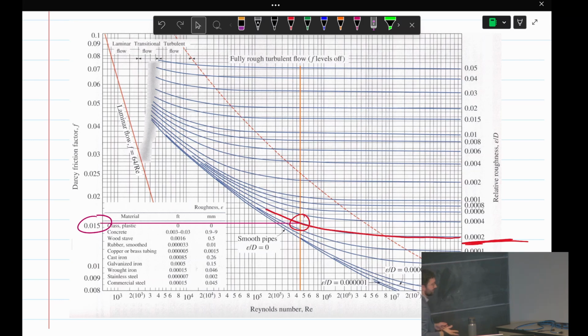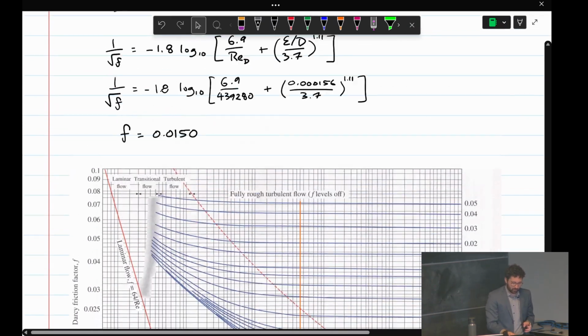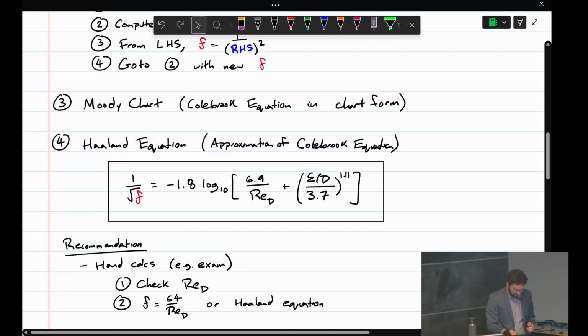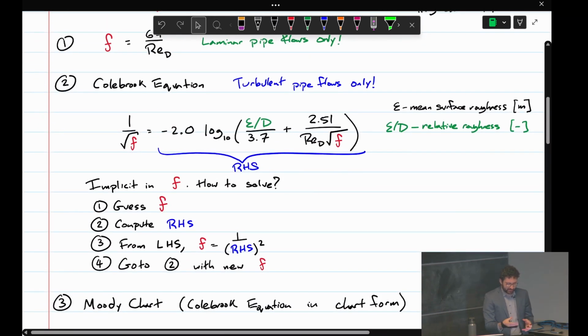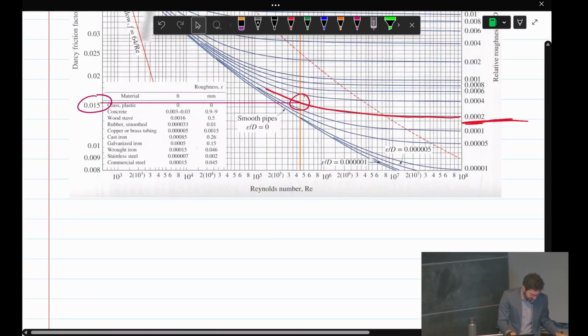So you'll notice in that friction factor equation, again, this is just an approximation of the Colebrook equation. If we go up to the Colebrook equation, you still get some friction factor when your relative roughness is 0. Okay, so that's how we read the Moody chart.